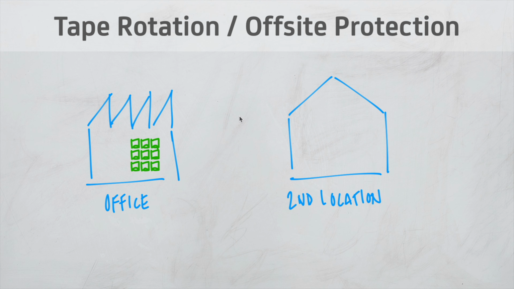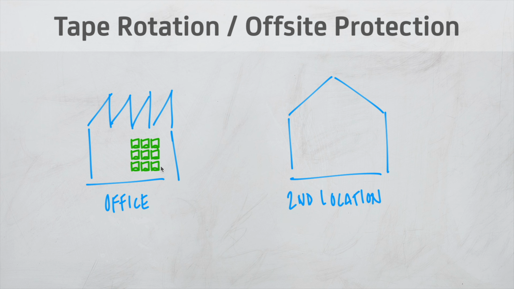One of the benefits of using LTO tapes to do backups is that the tapes themselves are transportable to different locations, so that you cannot have a single point of failure in terms of having all of your backup tapes at one location, and if something bad happens at that location, then you lose your backup and your live storage.